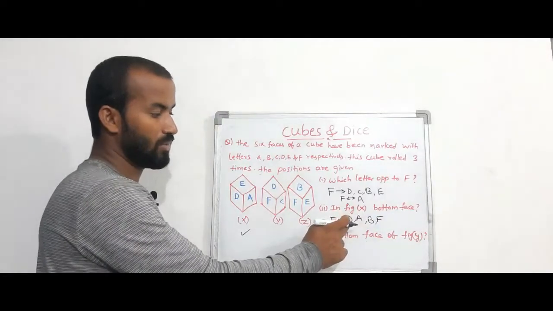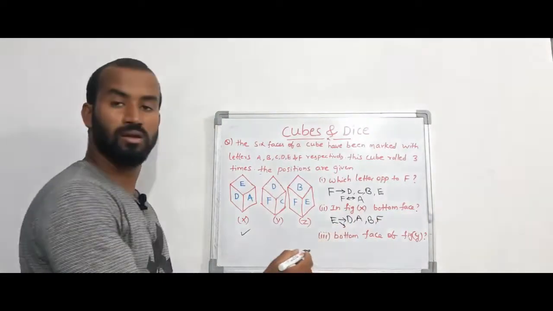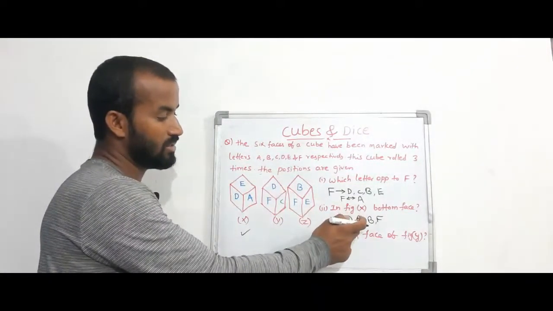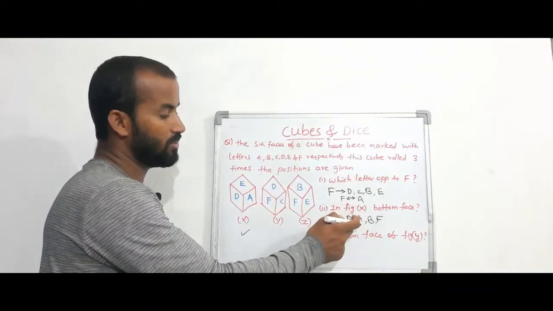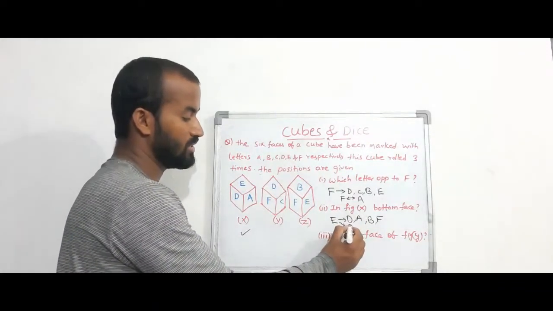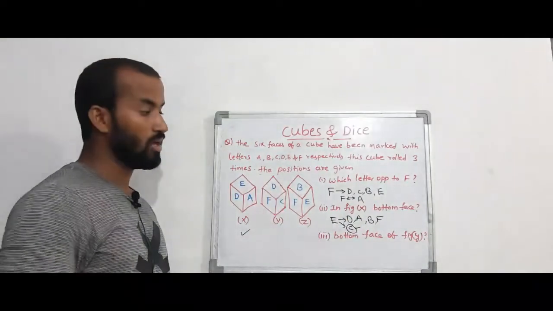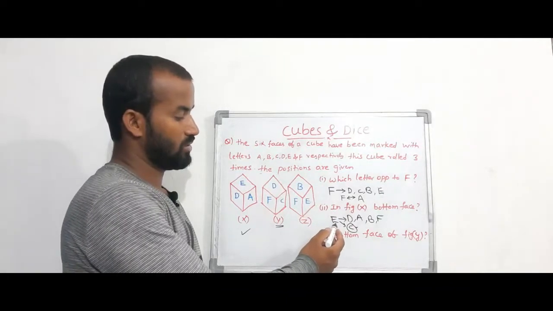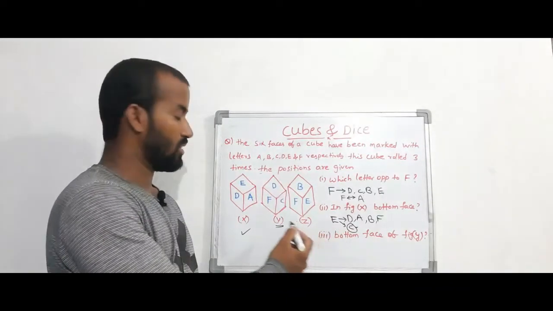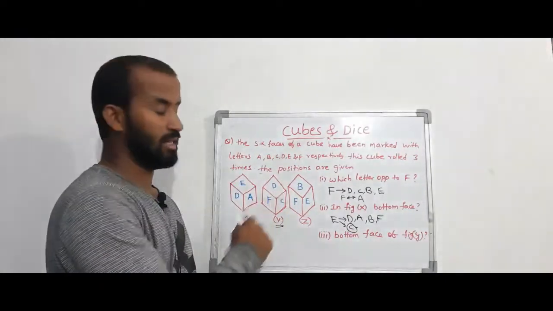So B and F also adjacent. So for E, there will be 4 adjacent and there should be 1 opposite side. What is remaining? A covered, B covered, D covered, F covered. So C is the opposite. So for E, C is the opposite. So C is the answer here. Okay. For second question, C is the opposite to E, or for figure X, bottom will be the C.